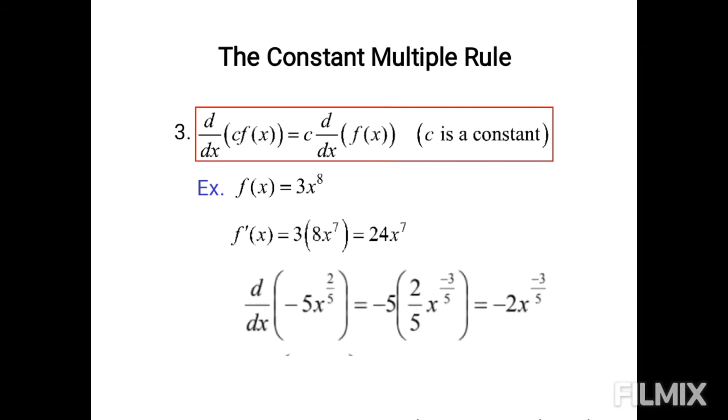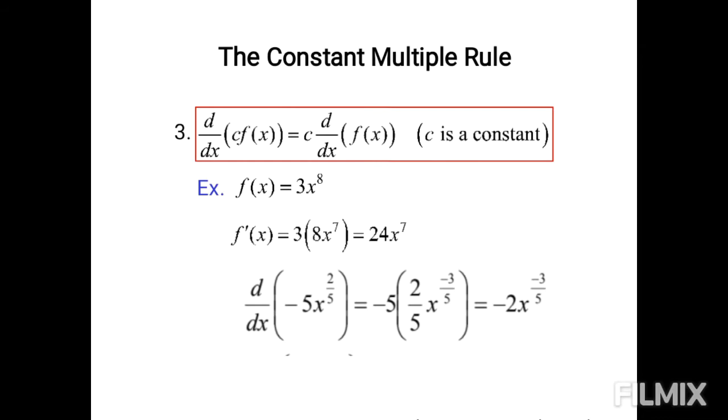See the other one. Say I ask you to find the derivative of negative 5x raised to 2/5. So according to the rule, we need to multiply the constant. So the constant will be negative 5. That's why we have it here. And then get the derivative of this function.